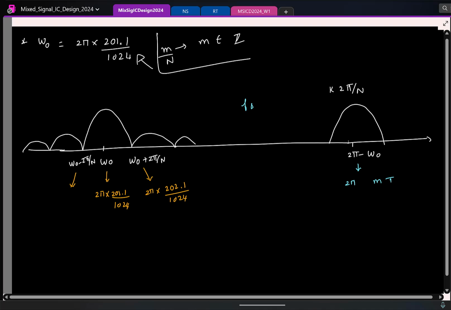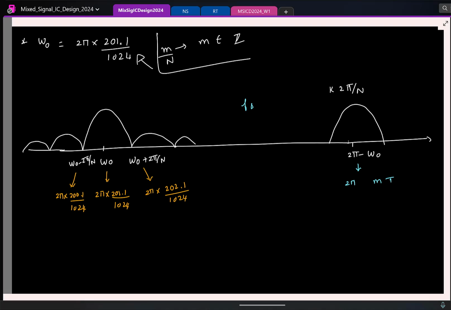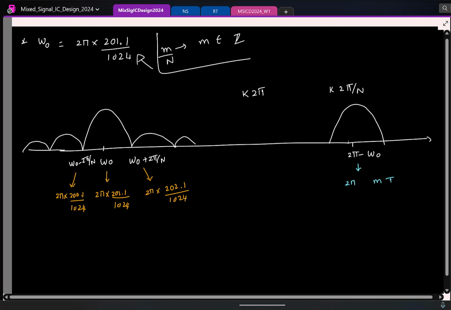Similarly, this will be 200.1. So again, other side, let's not worry about it now. So here again, I am going to take the samples at the same frequency points. Nothing changes. K times 2 pi by n, which is K times 2 pi by 1024.